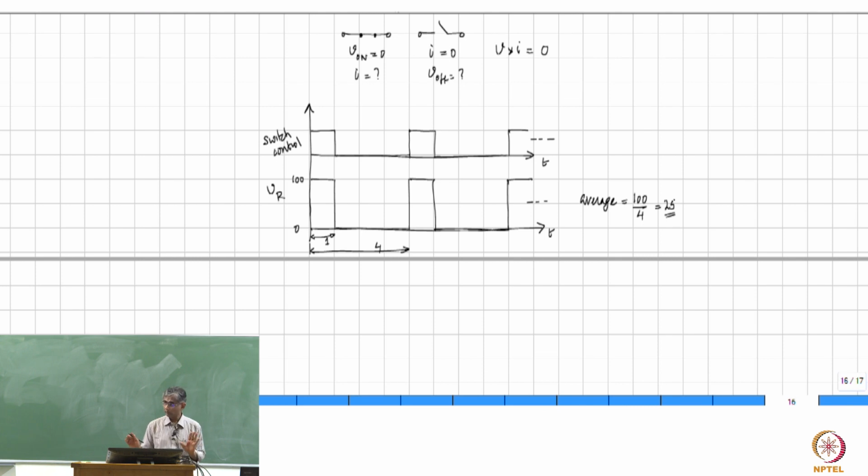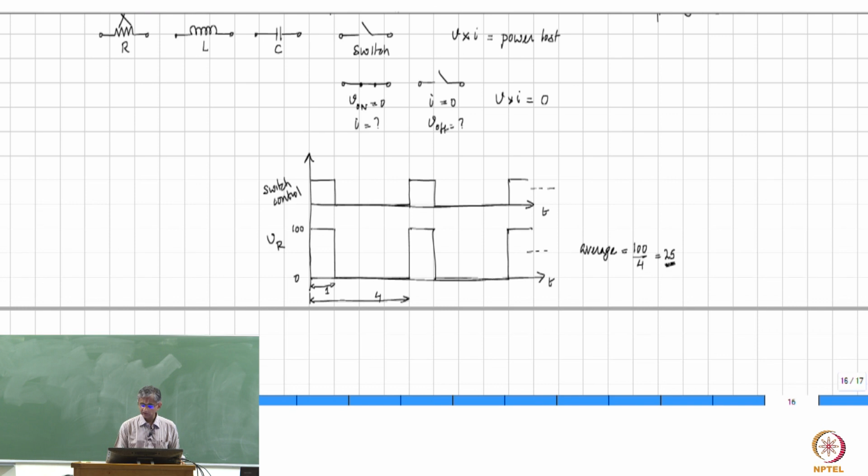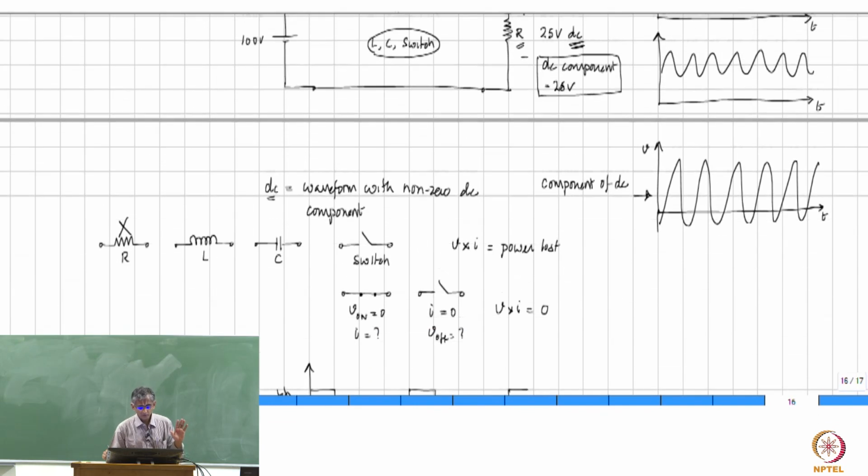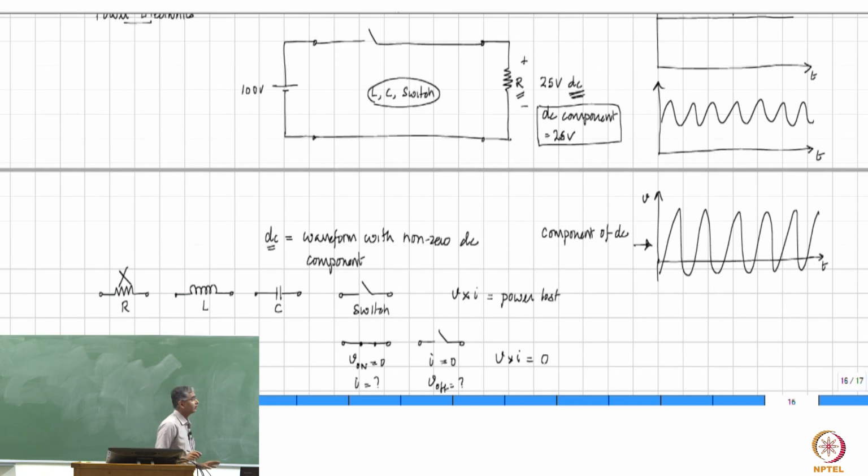right? So we got what we wanted, right? You are having a waveform which has an average of 25 volts, and that's what we want, right? So a simple switch will be able to give you the kind of voltage that is required. But the problem is that if you don't have a resistor, we are talking about DC motors, right?